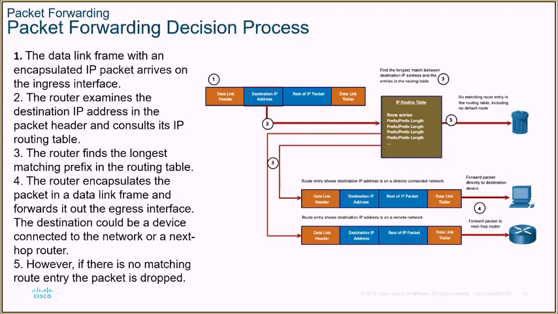The destination could be a device connected to the network or a next hop router. However, if there is no matching route entry, the packet is dropped. And so if you don't have a default route and you've got a packet that we don't have a match for in the routing table, that packet will be dropped. There may be an ICMP message that gets sent back saying destination unreachable, but that's about all that will happen. And IP doesn't lose any sleep over it.